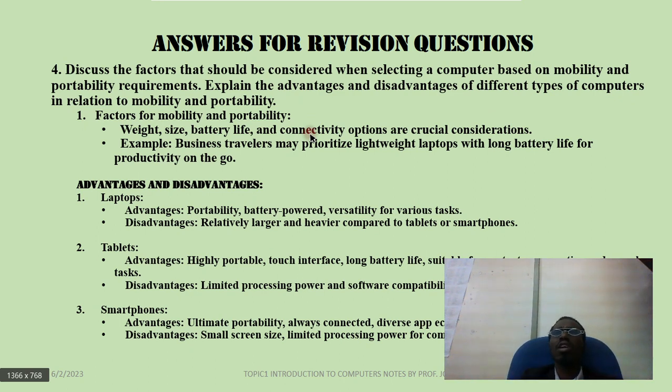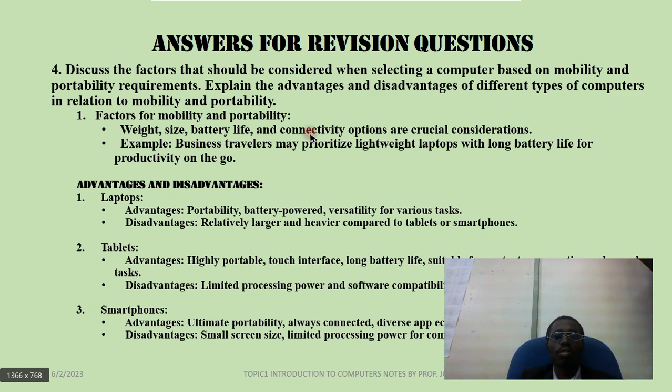Some laptops are very heavy, like Toshiba and all those old ones, not the current versions like the 11th generation or 7th generation. These ones are lighter. When you get those others like the compact ones, they are very heavy. Tablets: talk about advantages like being highly portable, having touch interfaces, long battery life, and being suitable for content consumption and casual tasks. Disadvantages: limited processing power and software compatibility. They sometimes also lack a physical keyboard, unless you buy the clip-on keyboards outside that you can attach to them.